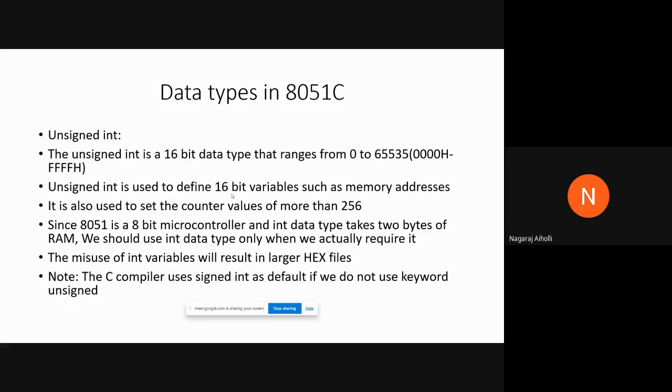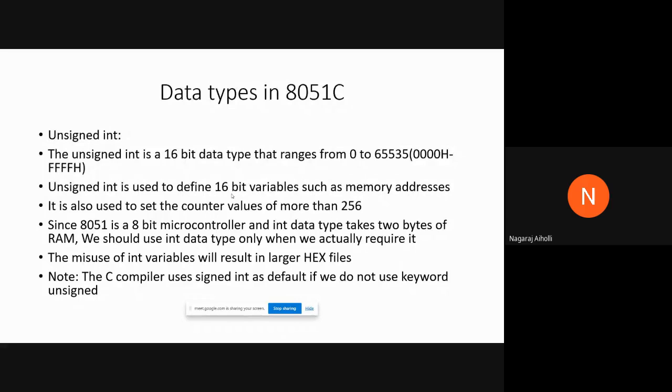Whenever we are handling the unsigned int data type, we have to be aware that the program size will increase. The hex code generated for the C language increases when we make use of the unsigned int data type, because it is a 16-bit value. This is the disadvantage of the unsigned int. We cannot really say it is a disadvantage. It is one of the features of unsigned integer.